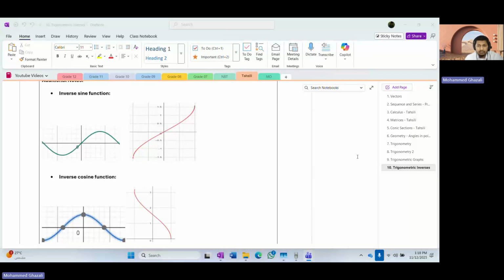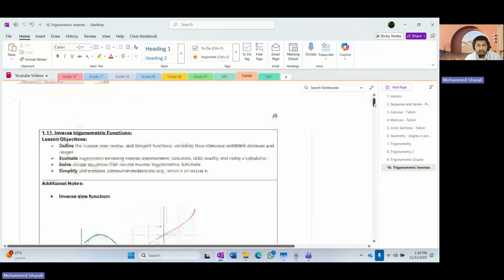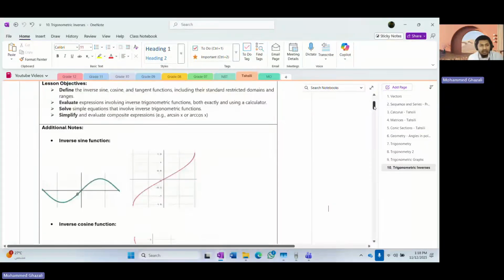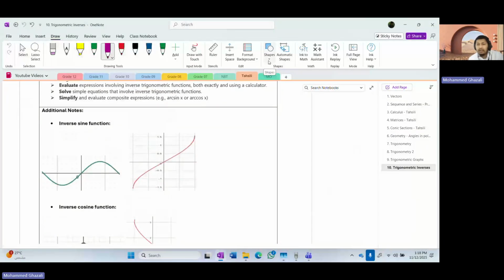Hi guys, and welcome. In this video, we're going to learn about inverse trigonometric functions. So let us get straight into an inverse function. An inverse function only exists if the horizontal and vertical line cuts the graph once.